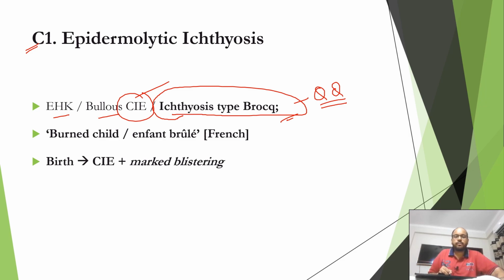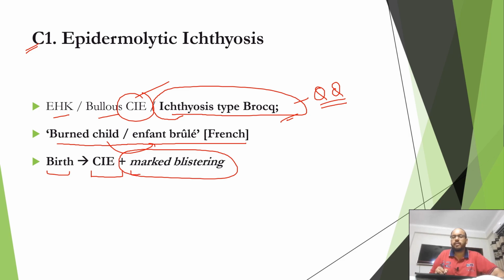Clear? It is also known as burnt child or enfant brûlé. Enfant brûlé is nothing but the French term for a burnt child. It's pronounced enfant brûlé in French. So at the time of birth, you have features of congenital ichthyosiform erythroderma, but there is marked blistering, and this is what separates it from other ichthyoses. Marked blistering is there in epidermolytic ichthyosis.